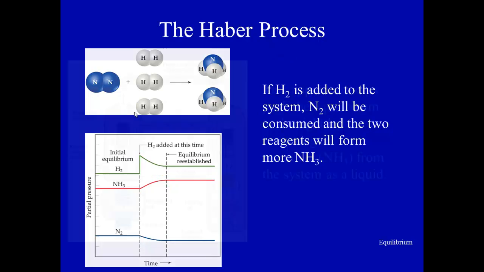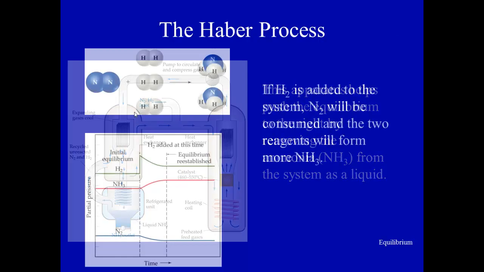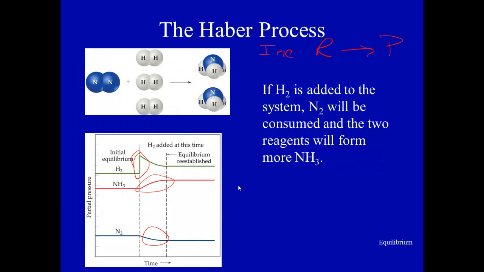Conversely, if I decrease my reactants, let's say I take out some hydrogen or some nitrogen, then my equilibrium is going to shift to the left. And some of those products are going to be used up in order to make reactants. So if I remove something from the system, it's going to try and put it back. If I add something, it's going to try and compensate by using it up.